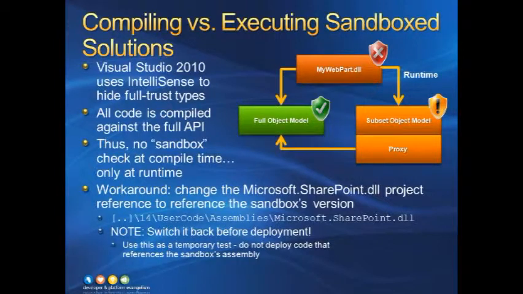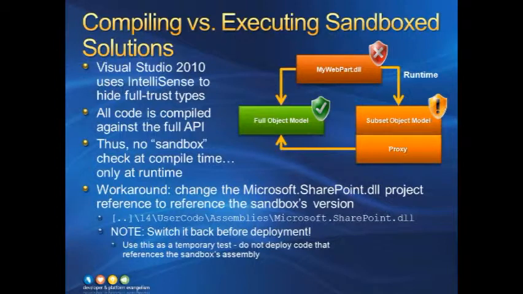But the trick is that's not a compilation check. That's just a little coding helper check, right? So I could still type in SPSecurity.RunWithElevatedPrivileges. While SPSecurity won't show up initially, it will still compile just fine, even though it's not going to run in the sandbox. So that can kind of trip people up. The reason it's doing this is that when I compile my project in Visual Studio, it's not compiling against a special Microsoft.SharePoint.dll. It's compiling against the full object model DLL that I'm used to compiling against.